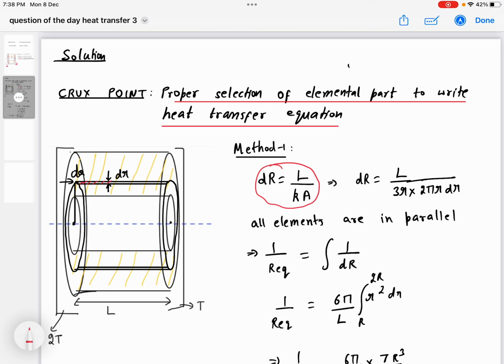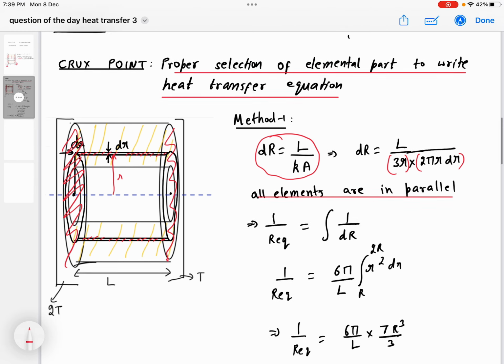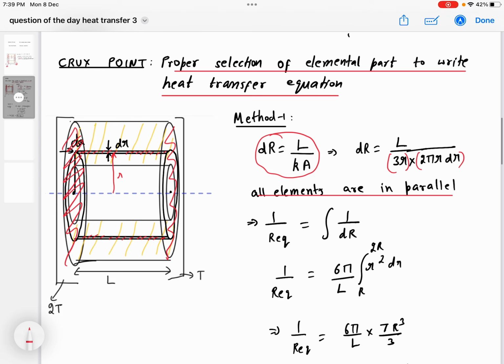So we should take a cylindrical shell like this, of thickness dr. Here, at distance r, the conductivity is the same everywhere. So this resistance I can write as L upon K, where K is 3r and the area of cross section is 2 pi r into dr. Now, all the elements are in what? Parallel, right? For any cylindrical element like this, the temperature difference is the same, so all the elements are in parallel.